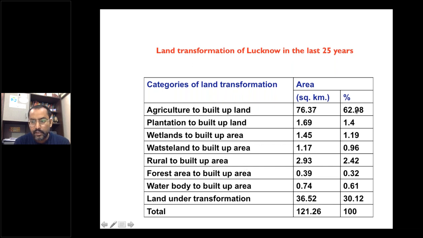If you see, around 62.98% of agriculture land we just lost. We lost around 1.19% of wetlands, and forest also we are losing. Obviously, there is plantation, but as a whole, you cannot create forest in even 25 years. It takes time to create actual natural forest.